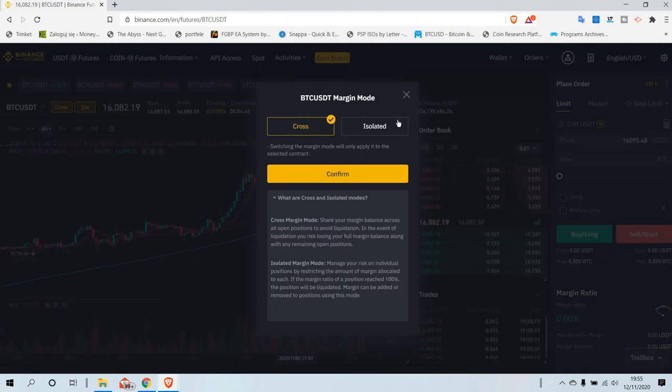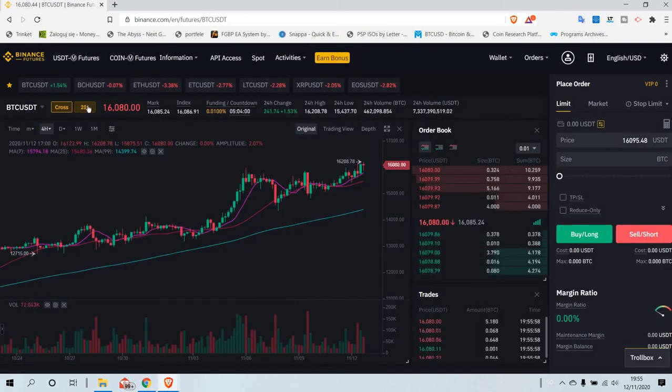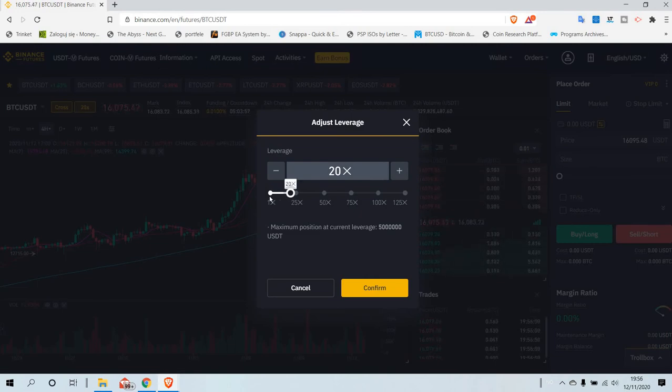Here we have cross or isolated. When we are playing on cross, we are risking our whole balance. So if the trade is not going our way, our whole deposit can get liquidated. If we play on isolated, that means we are risking only the amount of the position. So if we get liquidated, then we lose only, for example, 50 bucks, not the 1,000 bucks which we have on the account. And in here as well we can set up the leverage from 1 to 125.